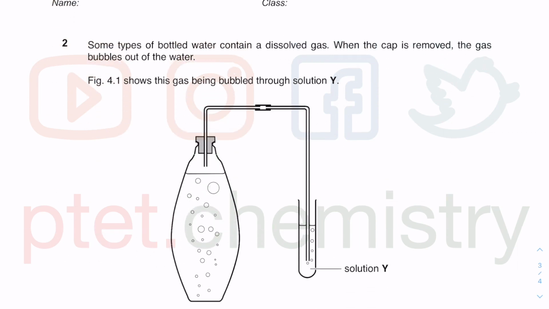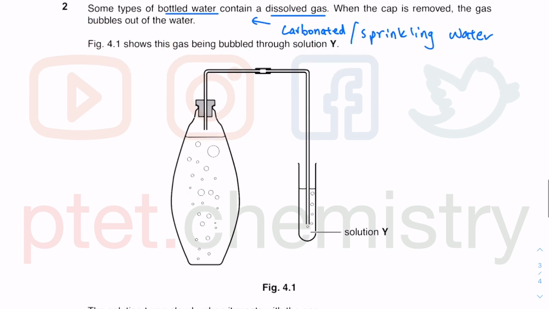Question number 2, we have some bottled water there, and this bottled water contains a dissolved gas. Essentially, this is what you call carbonated, or you can call it sparkling water. So sometimes they call it sparkling mineral water. They basically dissolve a gas in it to make it carbonated and fizzy.